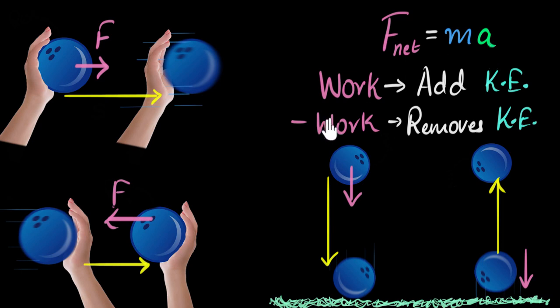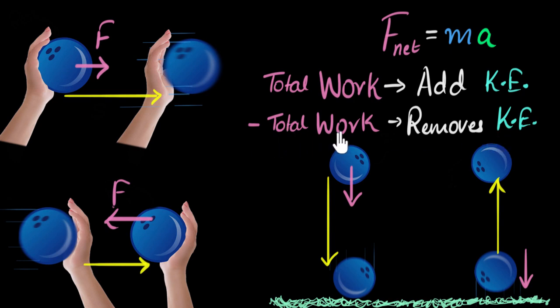Now, similarly, if there is more than one force acting on the body, you calculate the total work done by all the forces, and that decides what happens to the kinetic energy. If that total work done is positive, kinetic energy will be increased. Kinetic energy gets added. If that total work done is negative, that means kinetic energy will be removed.